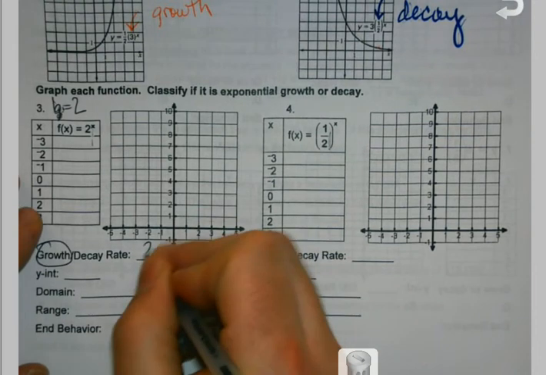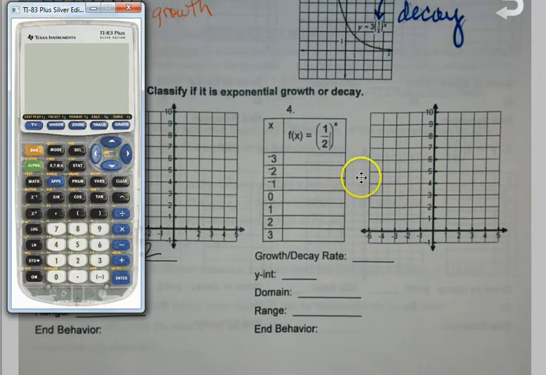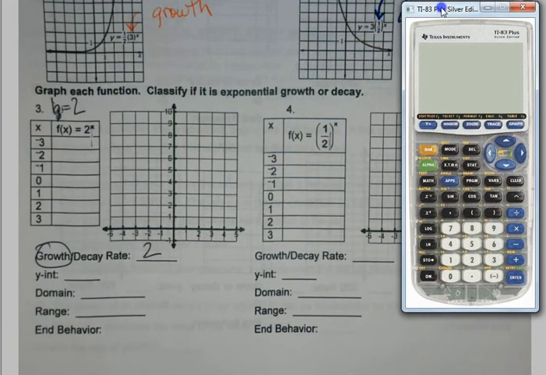And that also would be my growth rate. So that's really just a fancy way of saying, hey, here's my b value. If it's growth, it's a growth rate. If it's decay, it's a decay rate. So for the rest of these, I'm going to assume that most of you are probably going to be playing with a calculator on this.